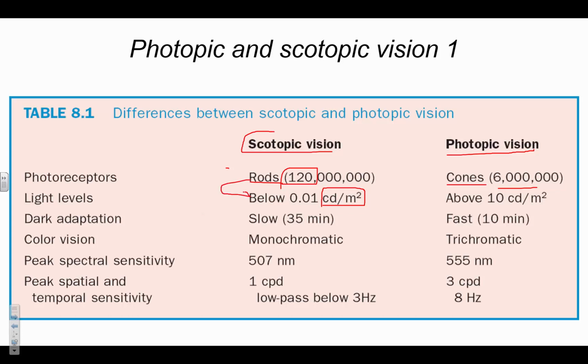Those rods will pick up light anywhere below 0.01 candles per meter square, right? So that's like 1/100th of a candle, right? So it's like this small bit. In order for you to use your cones, you have to have 10 candles, so you can imagine it's a lot brighter, right? So we have to have something much brighter. Color vision, we talked about that last week. It's all handled by your cones. Don't worry about the peak spectral sensitivity, but for our purposes today, one of the things that we really want to focus on is what we call spatial, and briefly we'll talk about temporal sensitivity, right?